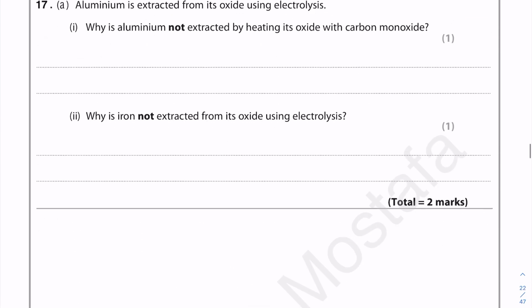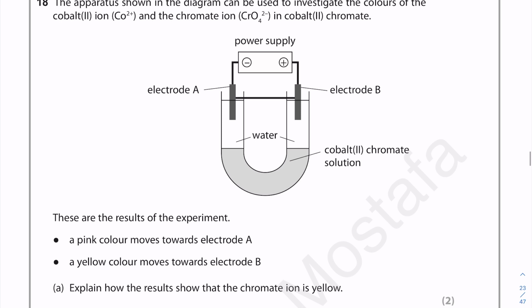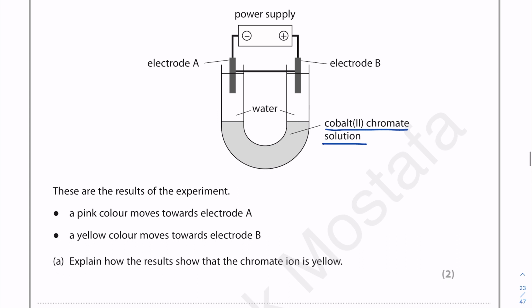Question 17, skip, it is in the extraction of metals. Question 18. The apparatus shown in the diagram can be used to investigate the colors of the cobalt-2 ion and the chromate ion, CrO4 2-, in cobalt-2 chromate. It uses a cobalt-2 chromate solution and performs electrolysis. These are the results of the experiment: a pink color moves towards electrode A.